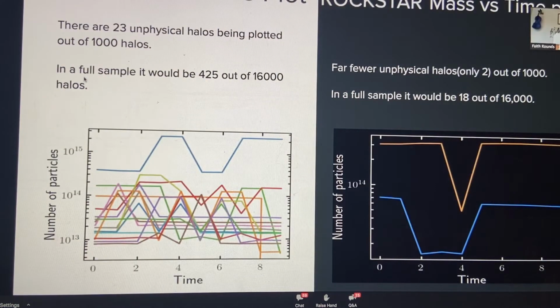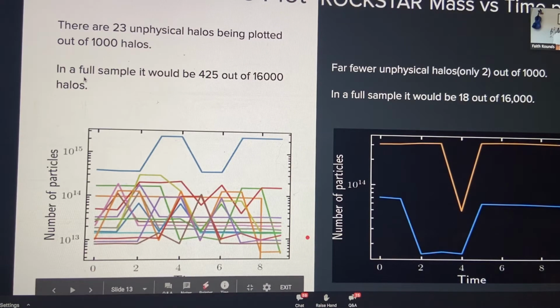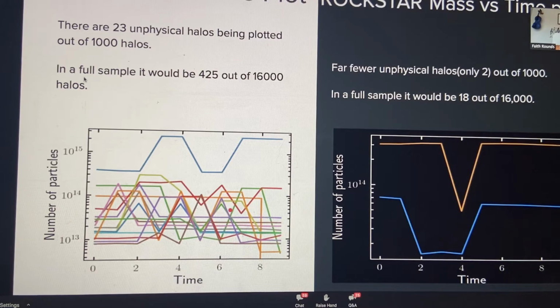So after looking at the visualizations, we decided to make mass versus time plots. We only plotted halos that lost large amounts of mass over a short period of time. This behavior is again unphysical because as time goes on, we expect halos to gain mass. And if the halos gain or lose improbable amounts of mass, this is most likely due to an error in the halo finder. And if you look at the plot on the left, FOF has a lot more unphysical halos being plotted, which means that it has a higher percent error than Rockstar.